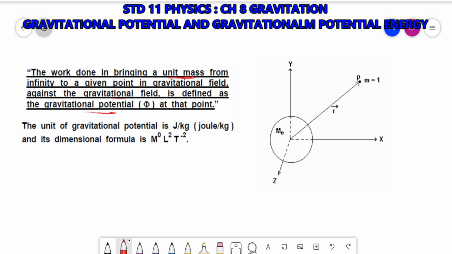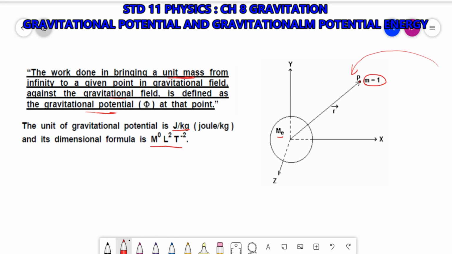Here in the figure, consider this sphere as Earth, where Me is the mass of the Earth. Now, work done in bringing a unit mass. That is the reason here m is equal to 1. So, bringing this unit mass from infinity to a point in the gravitational field is defined as gravitational potential at that point. Here, the unit of gravitational potential is joule per kg, and its dimensional formula is M0 L2 T^-2.